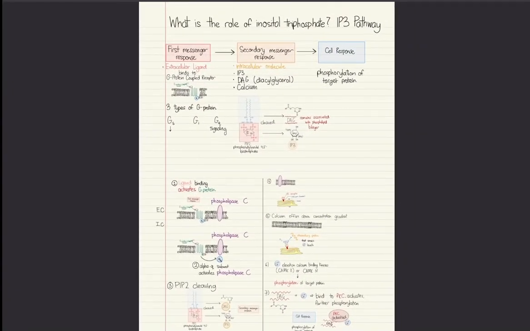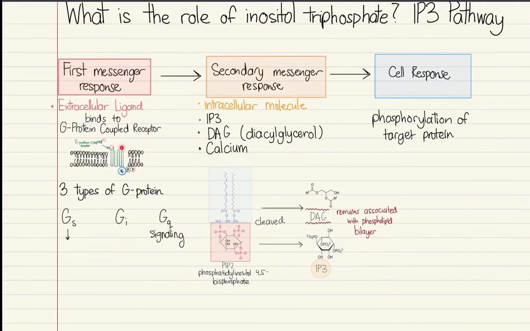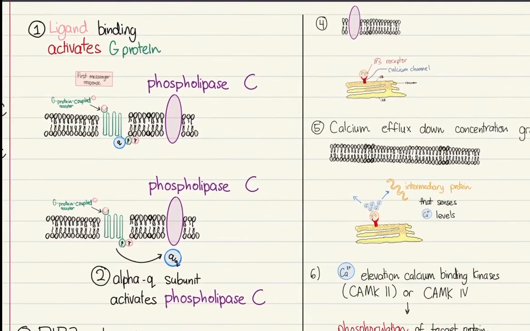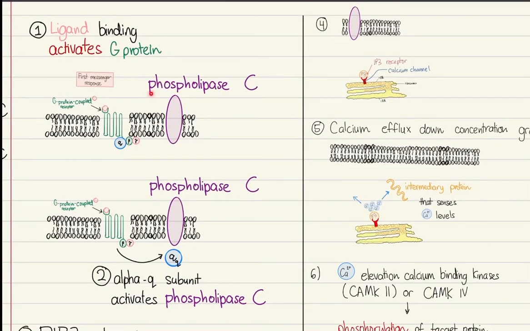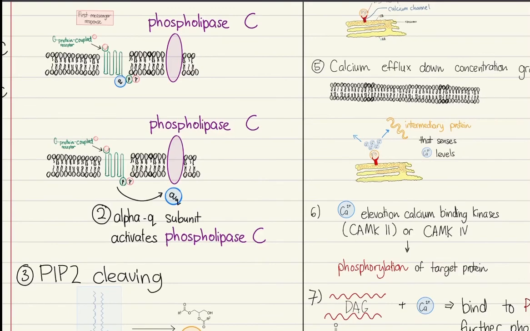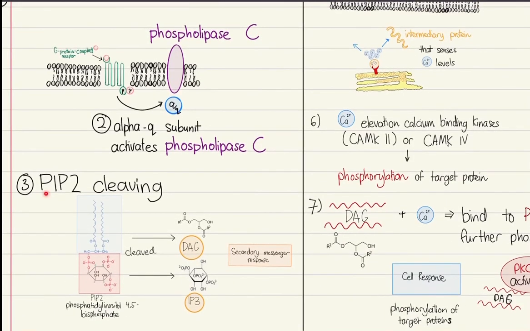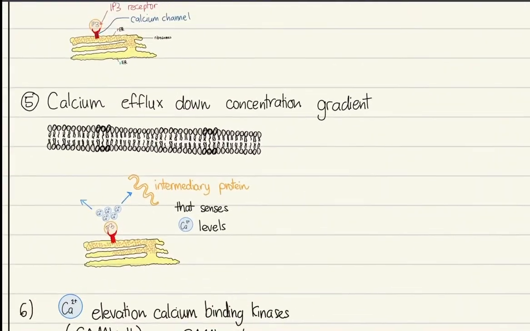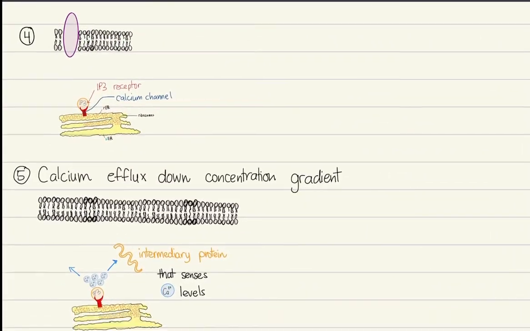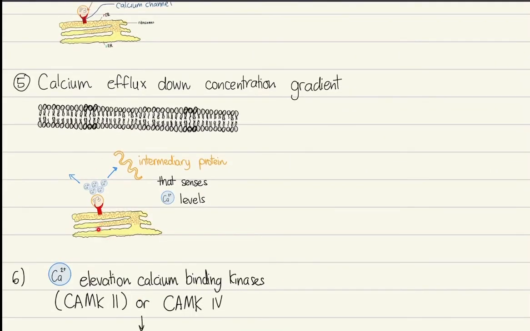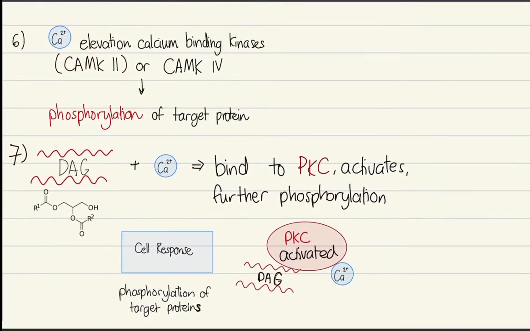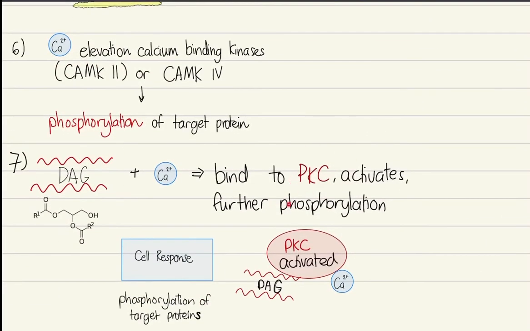So, a quick rundown. We have a first messenger response. The ligand is going to bind with a G protein, and that G protein is going to cause the activation of the phospholipase C, and the phospholipase C is going to cause the cleaving of PIP2, giving our secondary messengers. IP3 is going to cause the calcium to efflux, and the DAG is going to cause the activation of the PKC.